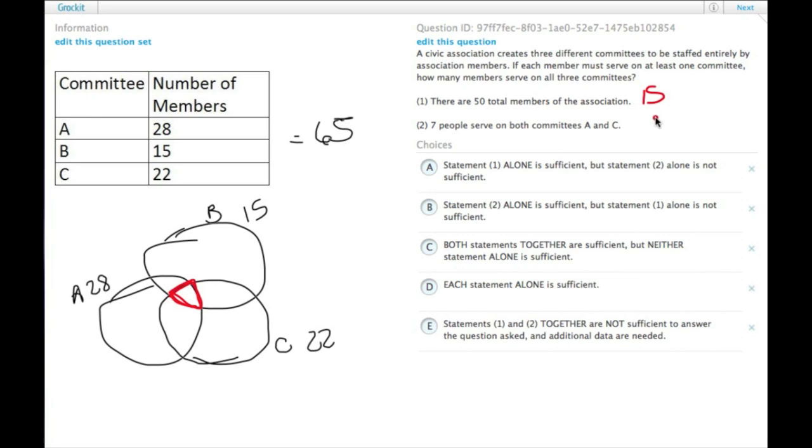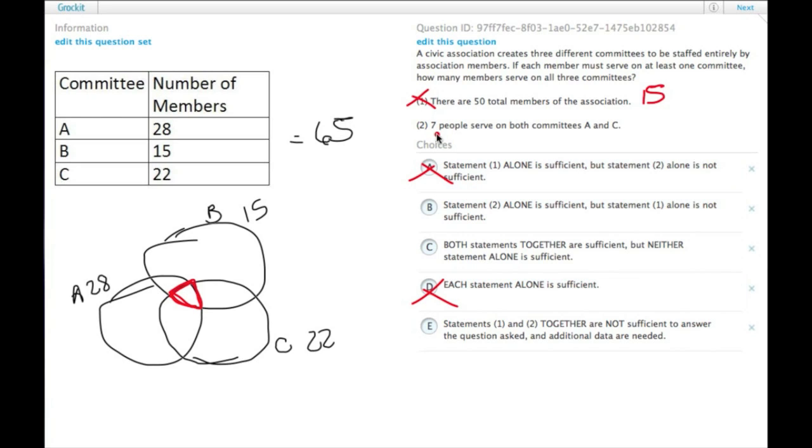However, we cannot determine exactly how many are on 3 committees versus how many are on 2. We just know that 15 of these spots are occupied by someone who's already in another committee. So statement 1 on its own is not sufficient. We can get rid of A and D from our answer choices.